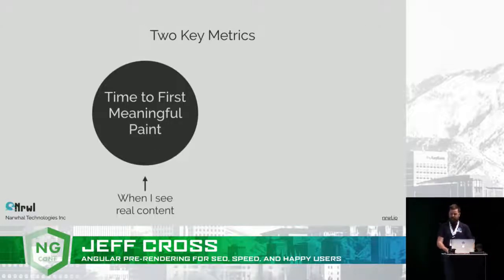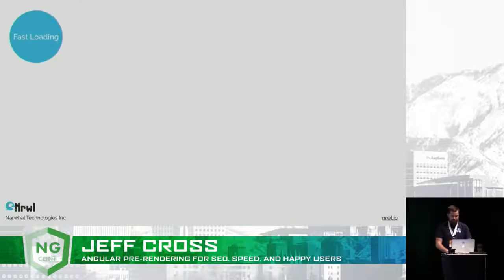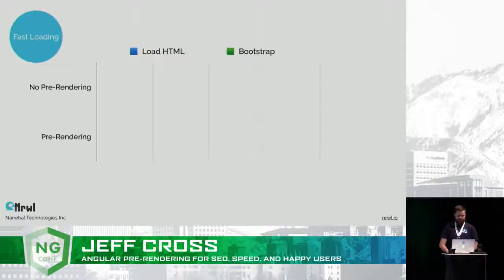And before I talk about how we make it better, let's talk about the metrics we want to see improved here. There are 2 key metrics when I think about loading that I really want to get right. The time to first meaningful paint, or when I see content I care about, and then the time to interactive, which is when I can start doing things with the application and it responds to me in the way I expect it to. So let's look at comparing no pre-rendering with pre-rendering, how these things work.